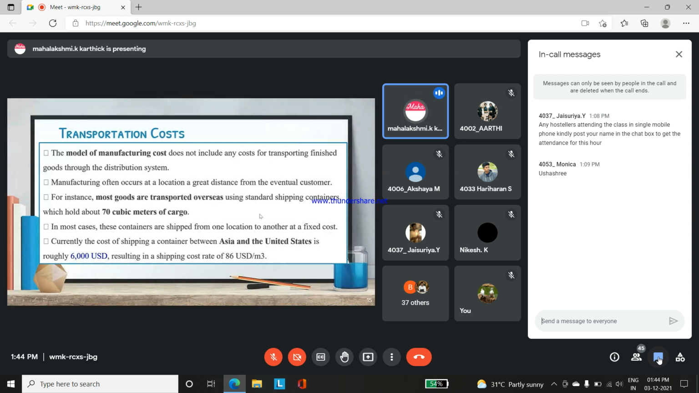Transportation cost, this is the last slide I'm going to discuss. This will not come under manufacturing cost. It is not in the manufacturing cost list, but you have to consider this transportation cost when you are estimating a manufacturing cost.